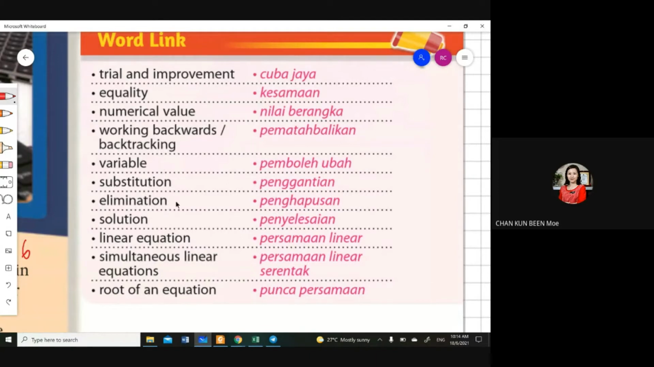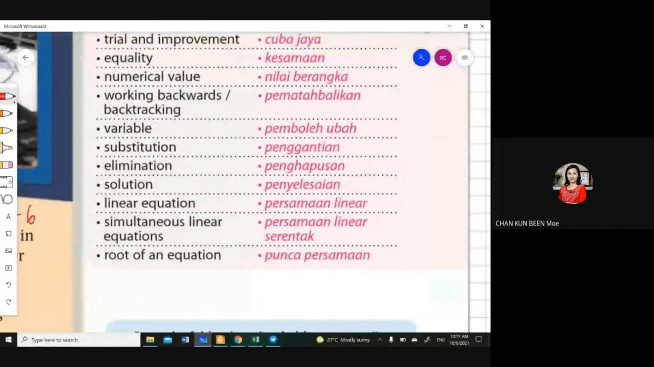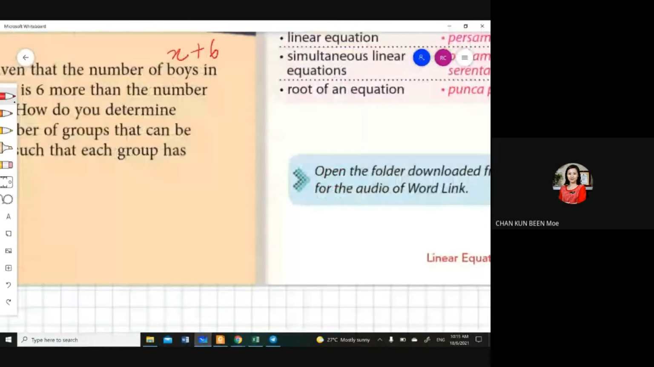Elimination, penghapusan. You eliminate something, so you hapuskan. Solution, penyelesaian. Linear equation, persamaan linear. So this is the linear equation that you are going to learn. Simultaneous linear equation, persamaan linear serentak, and root of an equation, punca persamaan. Okay, don't worry, this might be new to you, so we are going to enter into it later on. Okay, let us carry on with the second page here.